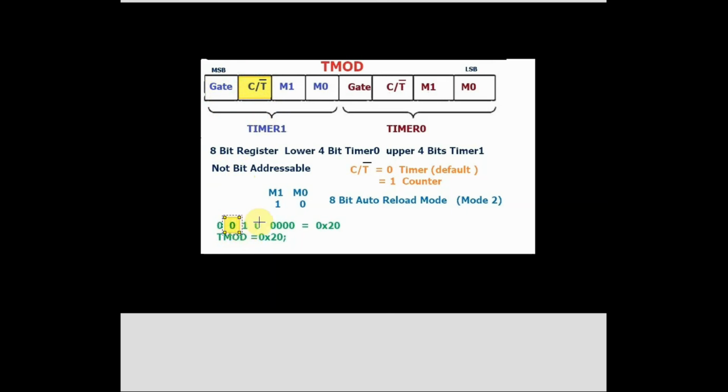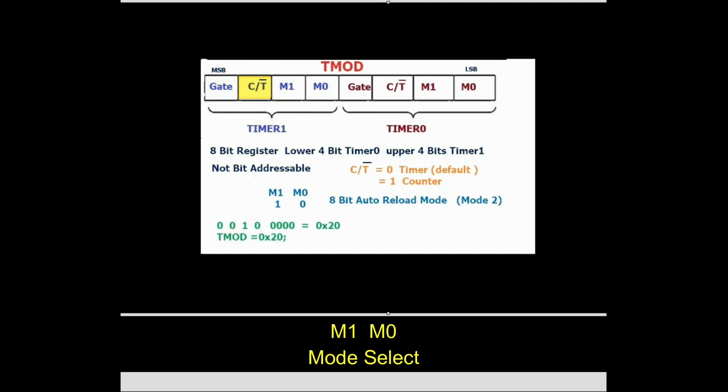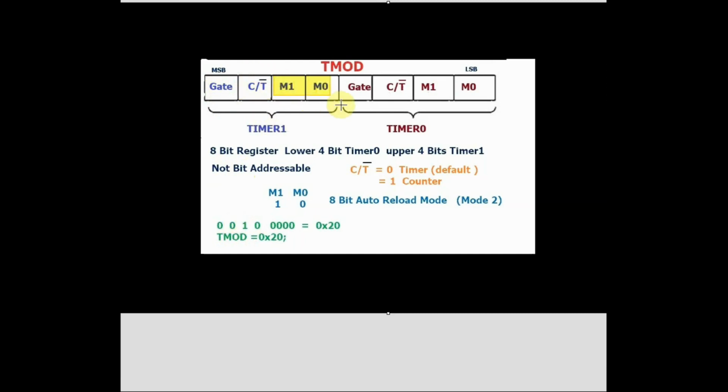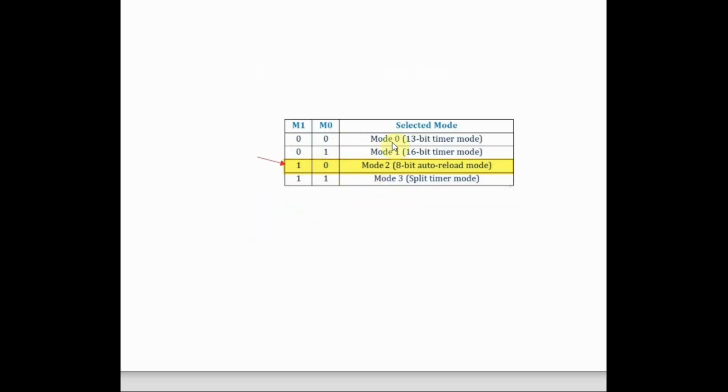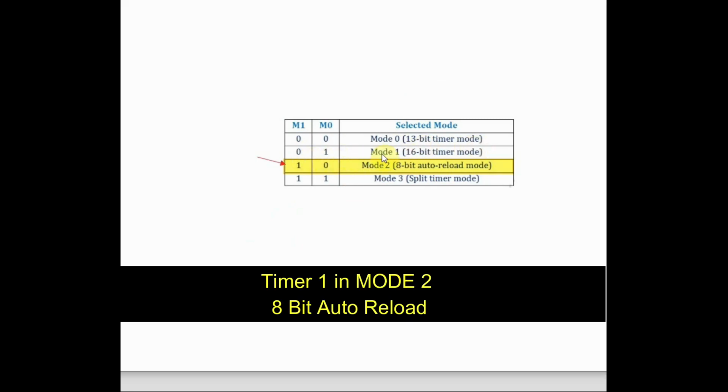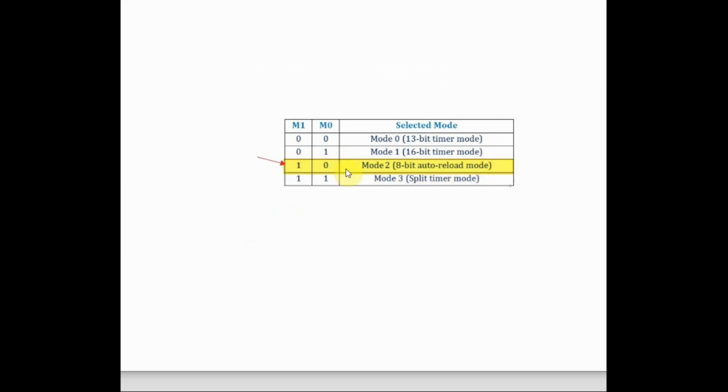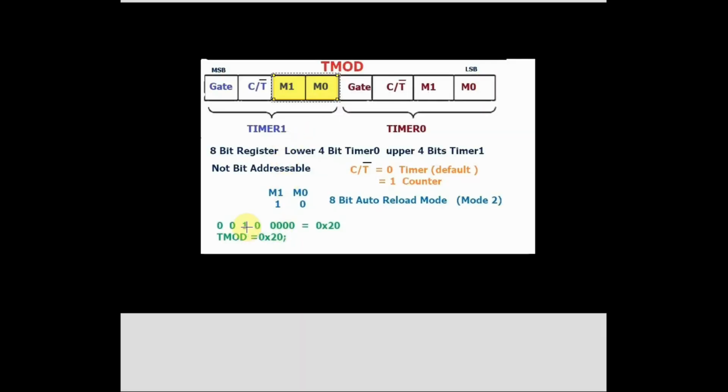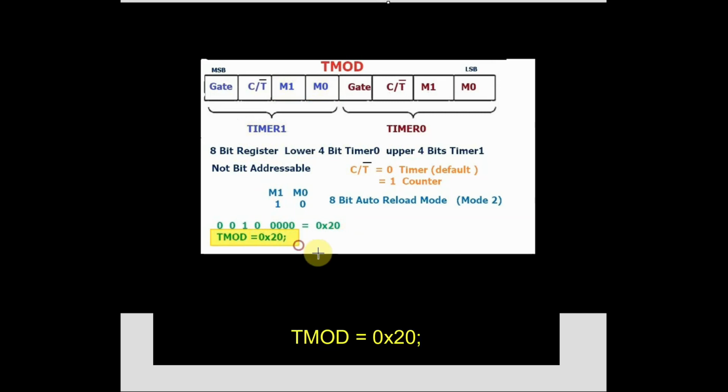And the next 2 bits M1 and M0 are for timer/counter mode select. There are totally 4 modes. We will be selecting mode 2, so M1 will be 1 and M0 will be 0. Mode 2 is the 8-bit auto reload mode, and we will be loading the TH1 register for baud rate calculation, which we will see next. So the binary is 0010, and for timer 0, all zeros. It comes to 0x20 in hex. So we load the TMOD timer mode control register with 0x20. This is for setting timer 1 in mode 2.